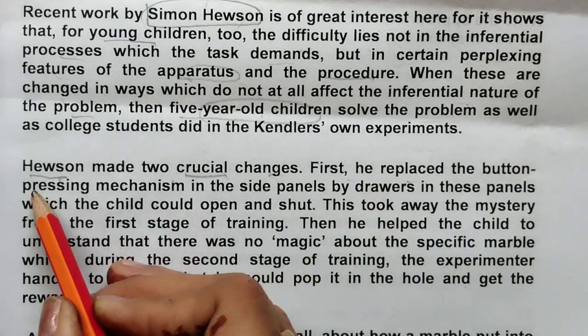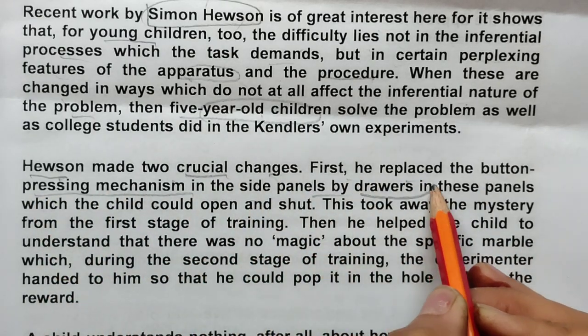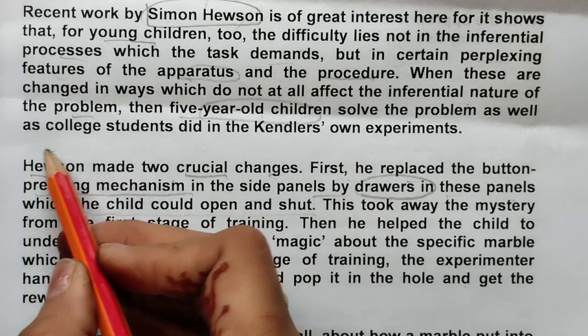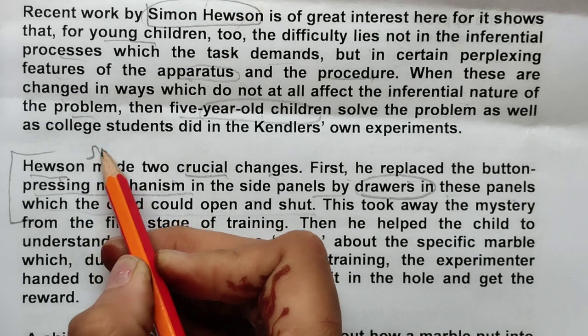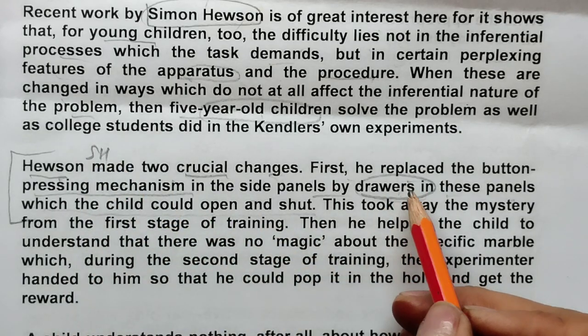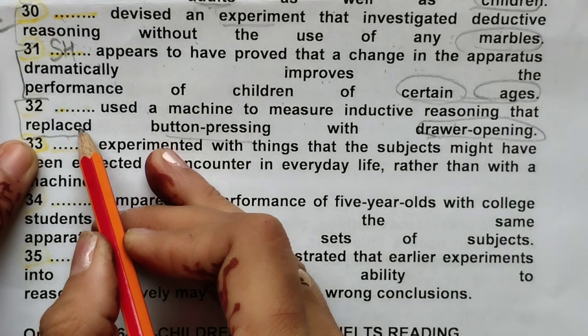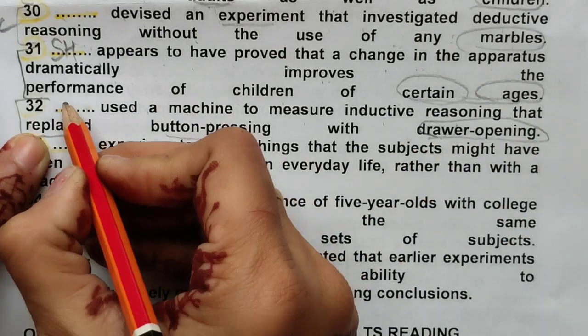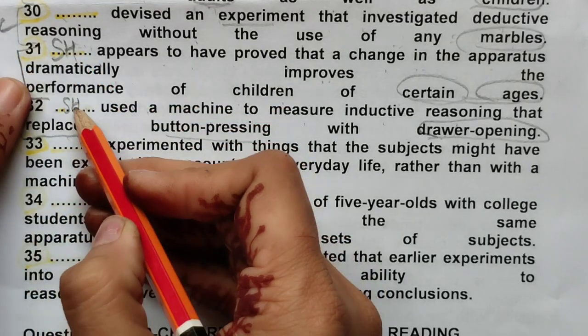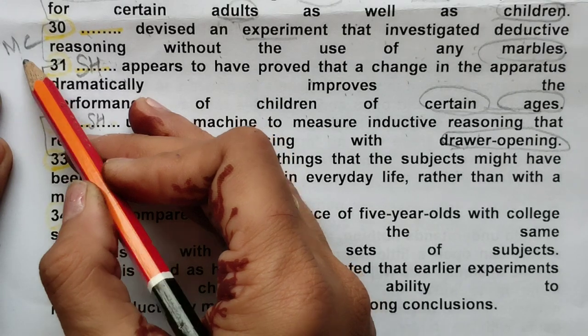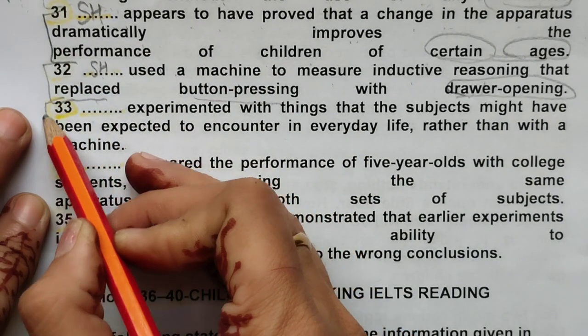First, he replaced the button-pressing machine in the side panels with drawers in these panels which the child could open and shut. So without thinking we will put the answer as such, because they are talking about drawers. So here this drawer opening will come with SH again, two times SH. We have just put it. Number 30 is MC. Okay, number 33, from here to here.